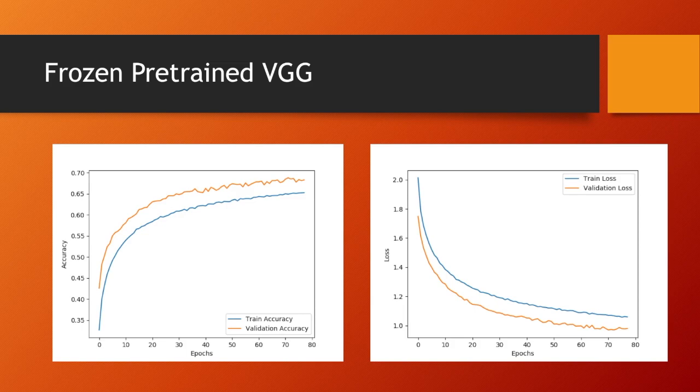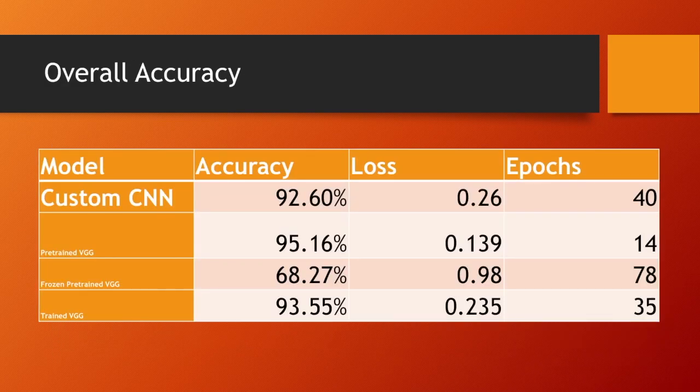So this one was a frozen VGG. This is where I froze the ImageNet weights at the start, and then ran the training on just the bottom ones that didn't already have the ImageNet weights to start. So this one actually achieved the lowest accuracy, and it got 68.27% and ran for 78 epochs. So here's just an overview of the overall accuracy. As you can see, the pre-trained VGG did the best. That's the one that started with the ImageNet weights.